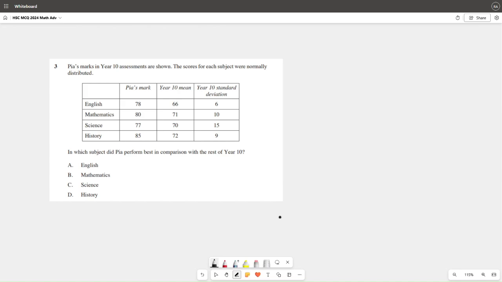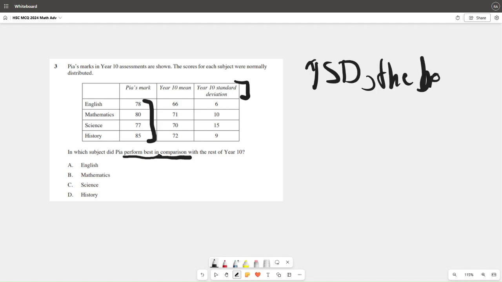Peers' marks in Year 10 assessments are shown. The scores for each subject are normally distributed. In which subject did Peer perform best? So here, it's very important to note that they want to find who performed best in comparison. So this does not mean highest mark, right? It doesn't mean straight away history is the answer. It's in comparison. So how are we comparing? We're using standard deviation. So basically, the more standard deviations above, the better in comparison. Okay, that's how we want to interpret this.